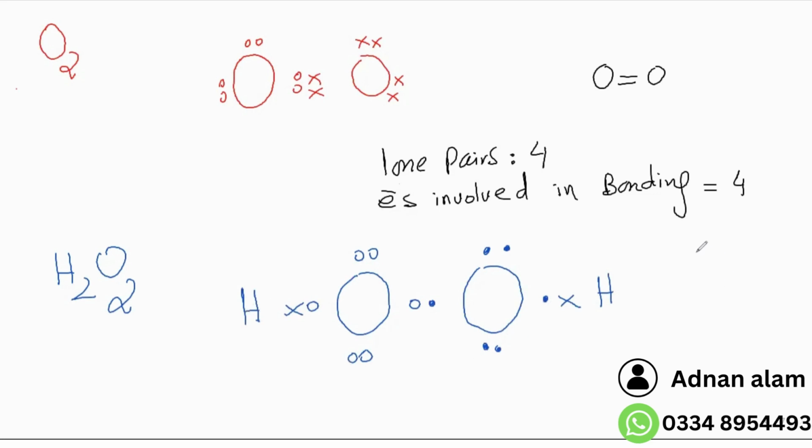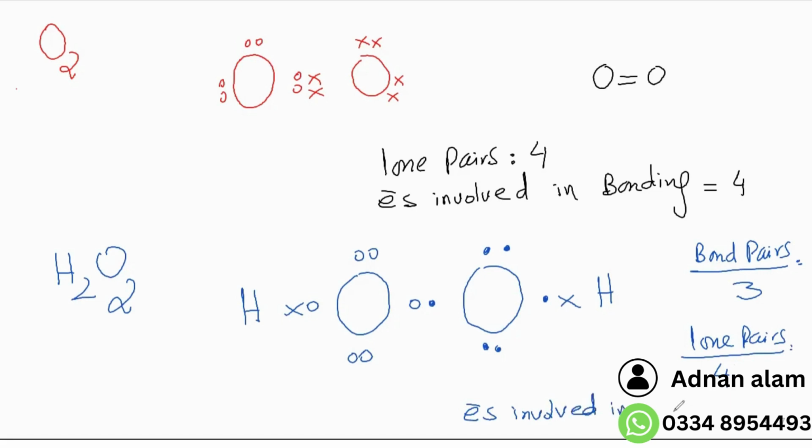Acha. Now, how many bond pairs are present here? How many bond pairs? 3. Bond pairs are 3. How many lone pairs are present? 4. Lone pairs are 4. और बेटा इसका क्या आंसर होगा? Electrons involved in bonding. 6. हाँ, electrons involved in bonding will be 6.